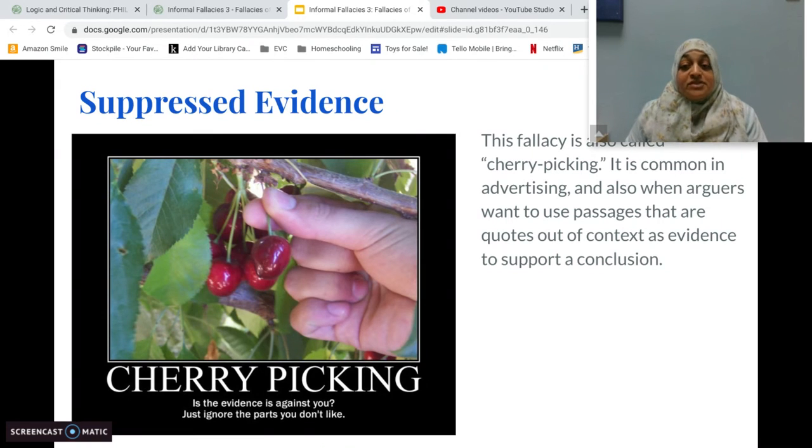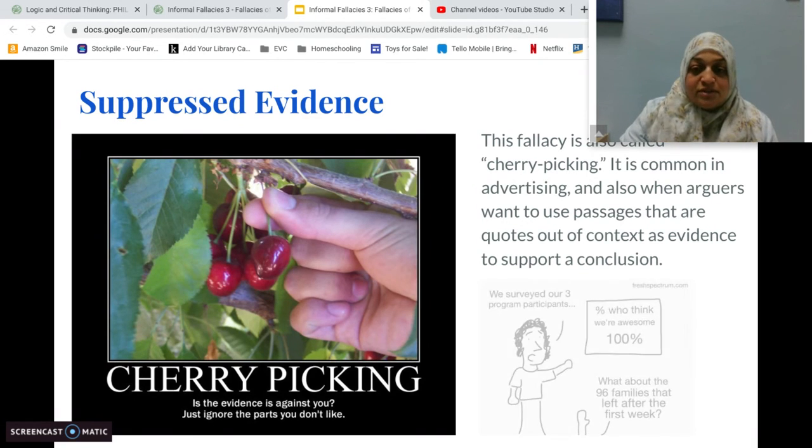It's really common in advertising. So it'll say, drink this and lose 20 pounds, right? Ignoring the fact that maybe these people had to do all this other work to lose the 20 pounds. It's also very common when people use passages that are quotes out of context as evidence to support a conclusion.